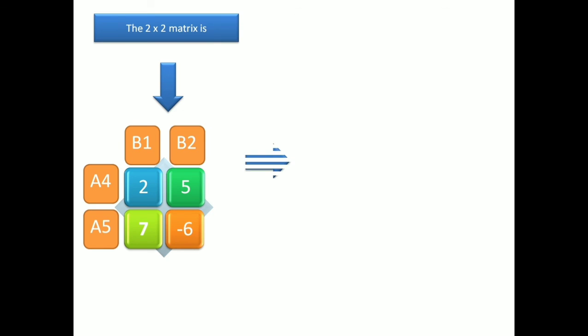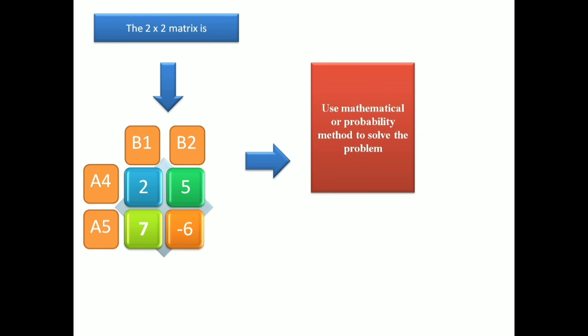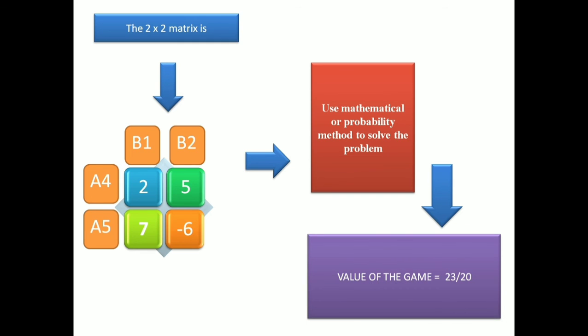Then you can apply the mathematical or probability method to solve this problem, as we discussed in the previous method. Once you solve the problem, you will get the value of the game as 23 by 20. So this is the second category of game problem.